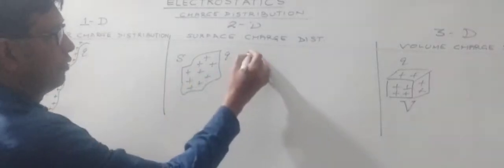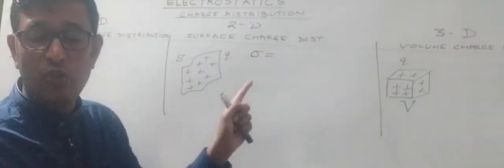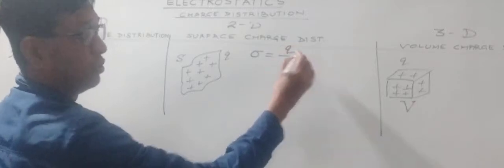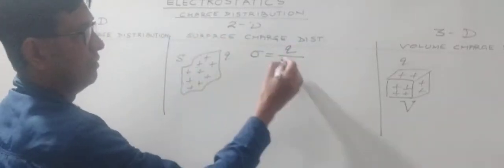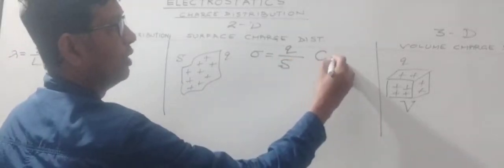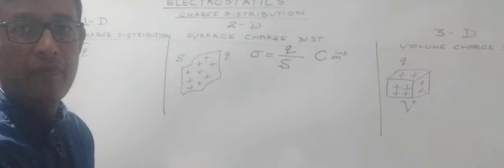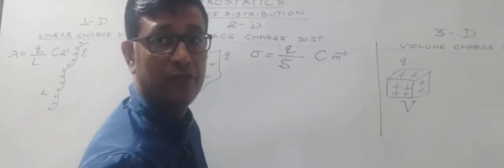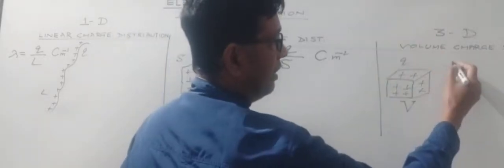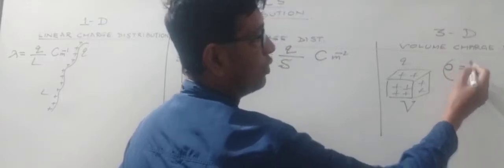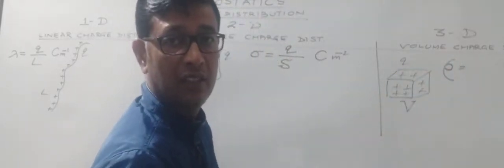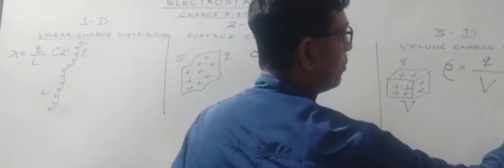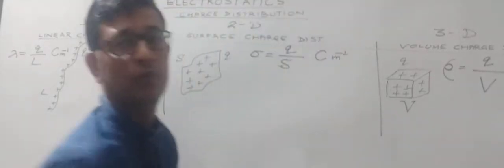Here we will make use of the term sigma. It is known as surface charge density. It is defined as the charge which is uniformly distributed per unit area. So SI unit would be coulomb per meter square. Over here the charge is uniformly distributed over the volume, so we'll make use of the term rho. It is the volume charge density. It is defined as the charge per unit volume. So its SI unit would be coulomb per meter cube.